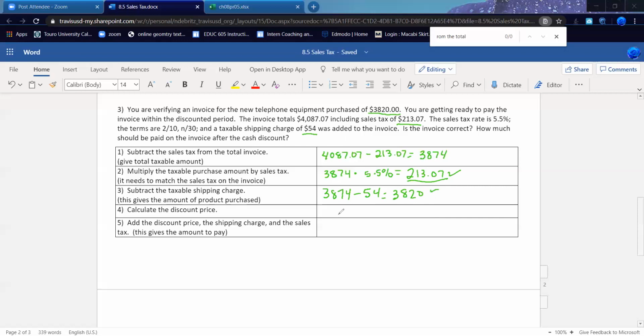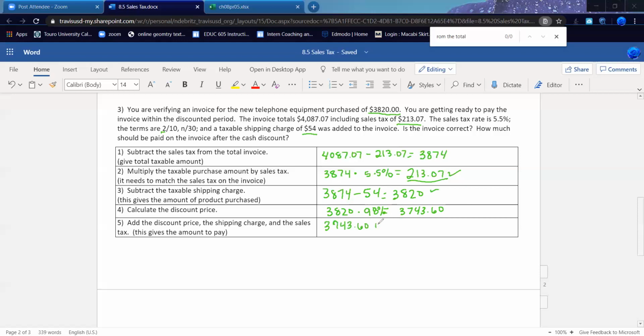Then I'm going to calculate my discount. My discount is 2% for the first 10 days because I'm planning on paying this within the discounted period. So I'm going to take my $3,820 and multiply it by the complement, which is going to give me 98%, sorry, there should be a percent sign there. It's going to give me $3,743.60.